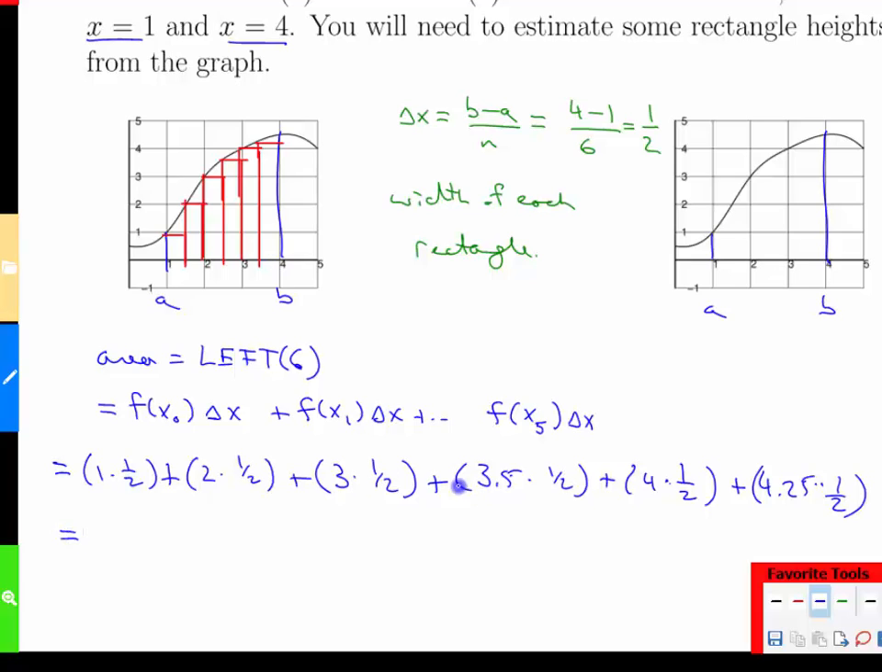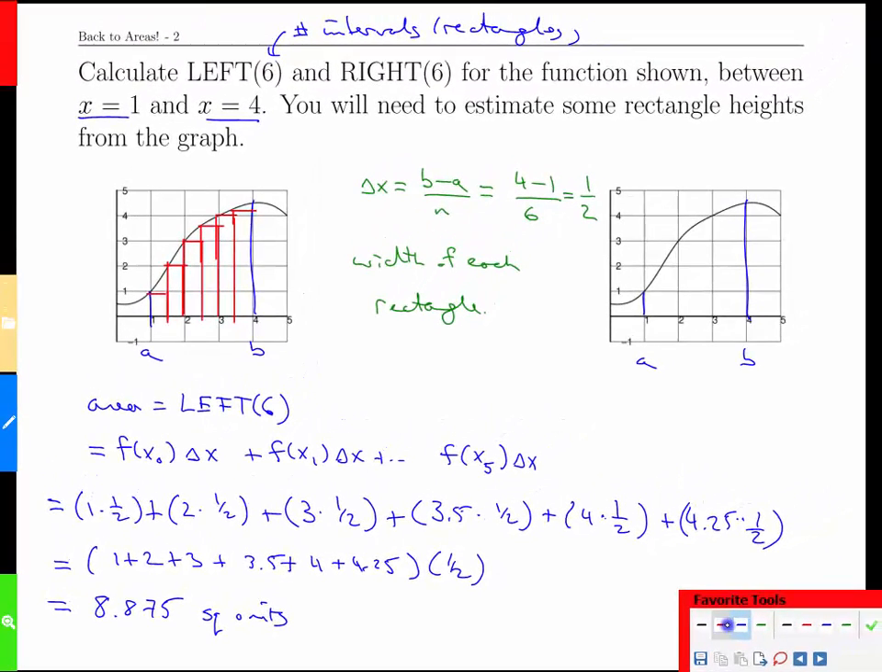Now, of course, when we're adding this up, you can factor out the 1/2. The 1/2 is common to every term, and so we could actually write this as 1 plus 2 plus 3 plus 3.5 plus 4 plus 4.25, all times 1/2. When we do that, we get an estimate from the left-hand rule of 8.875 square units.